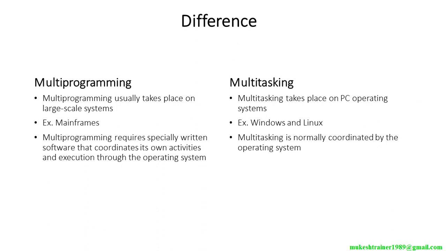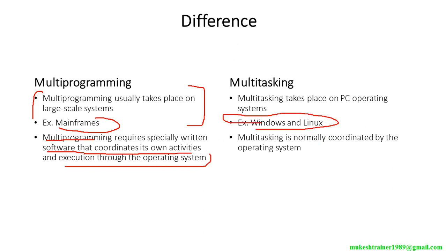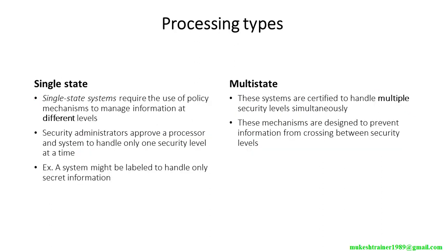Next is the difference between multi-programming and multitasking. Multi-programming takes place on large-scale systems, for example mainframe computers. Multi-programming requires specially written software that coordinates its own activity and executions, whereas multitasking works with Windows and Linux, that is the basic, and multitasking takes place on the normal operating system.